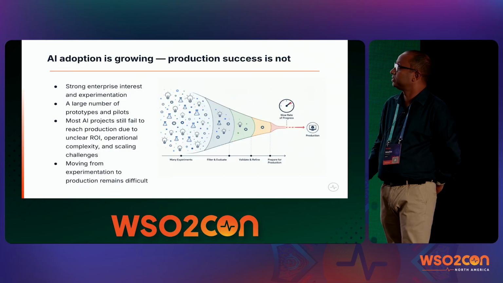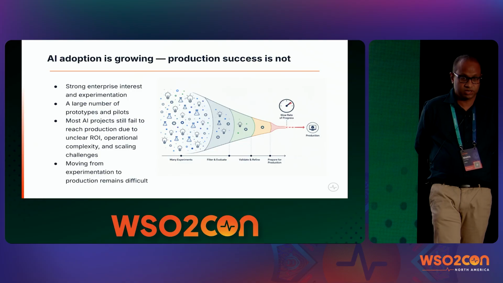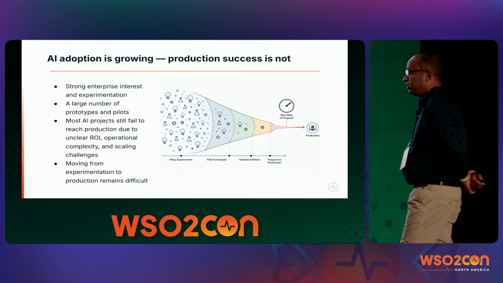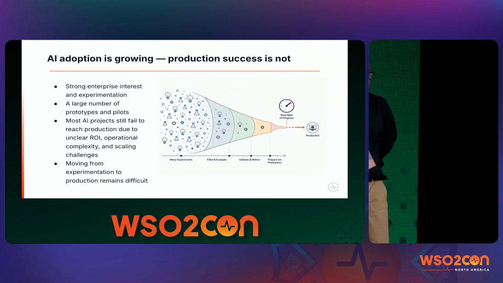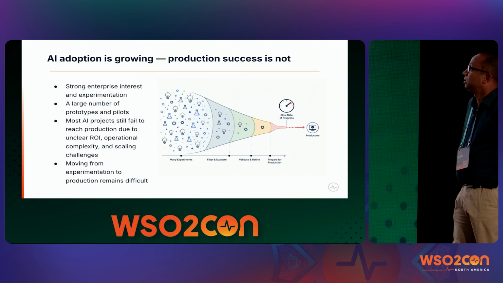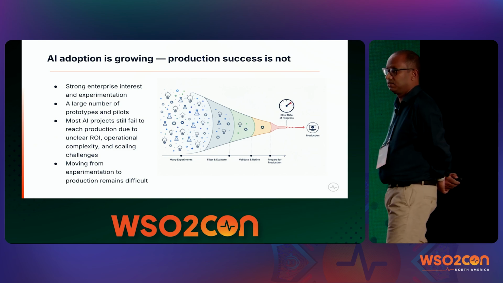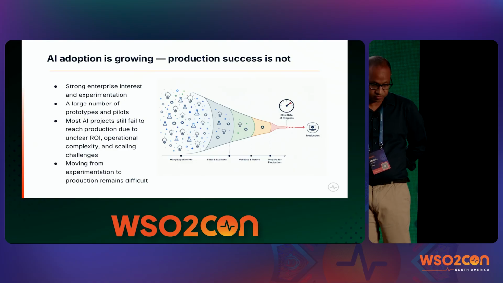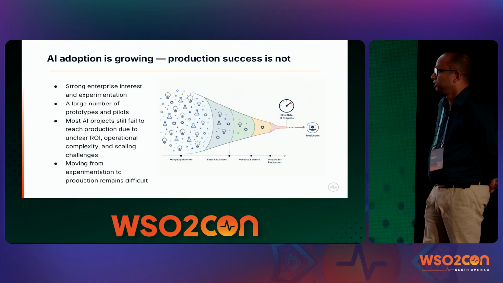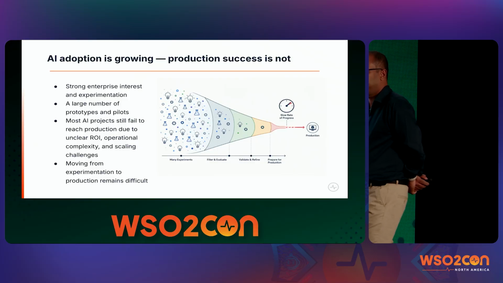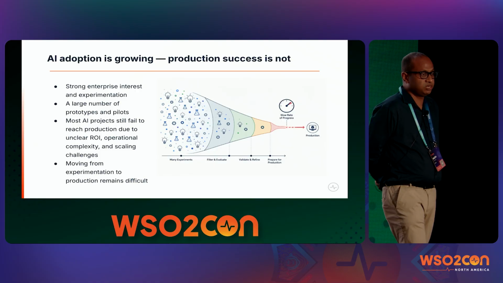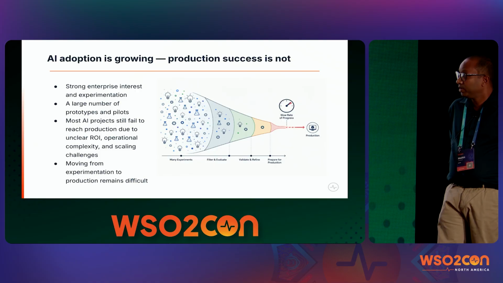I had this point in last year's presentation as well, right? This is an observation that we are making. Although there is a lot of adoption, the production success is still quite low. And this will lead to why we are doing the Agent Manager as well. There's a large number of prototypes and experiments being done, but the majority of these projects fail due to multiple reasons.